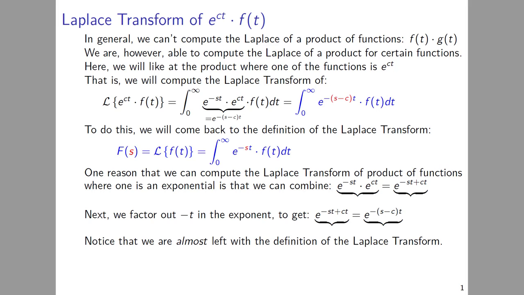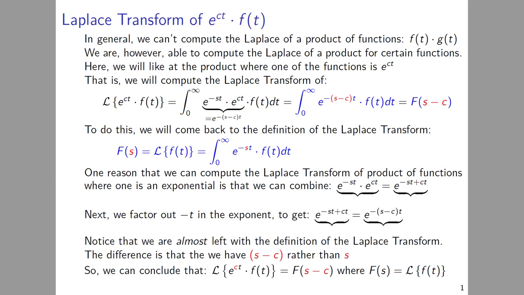Notice here that we are almost left with the definition of the Laplace transform. The only difference is that we have s minus c rather than just s. So our integral on the right is the function F evaluated not at s, but at s minus c. So we can conclude that the Laplace transform of e to the ct times f of t is F of s minus c, where the function F of s is the Laplace transform of f of t.